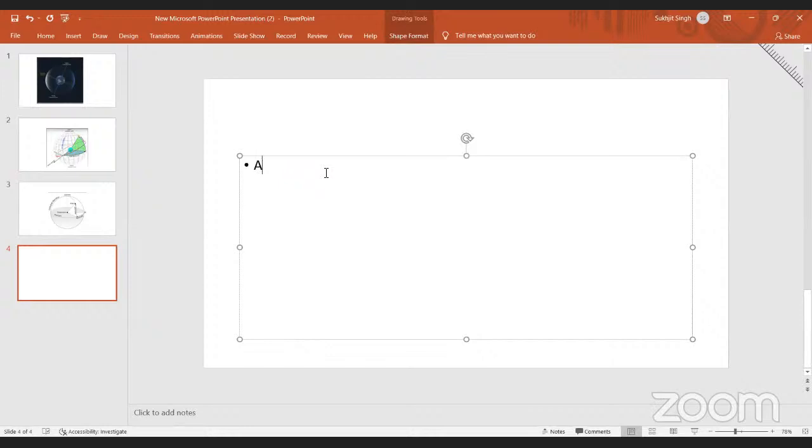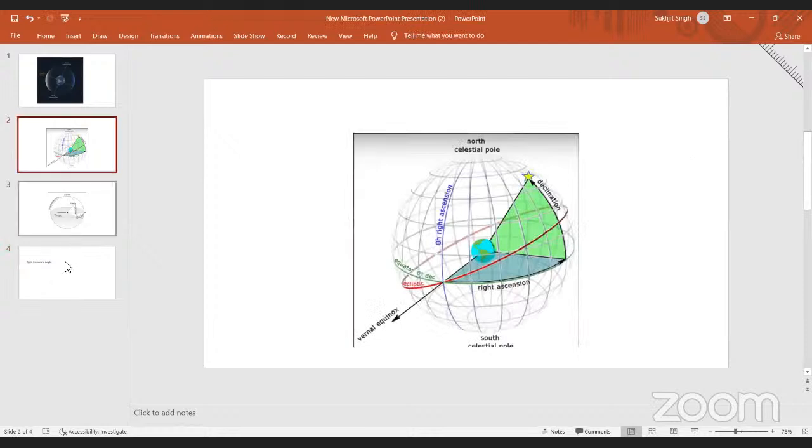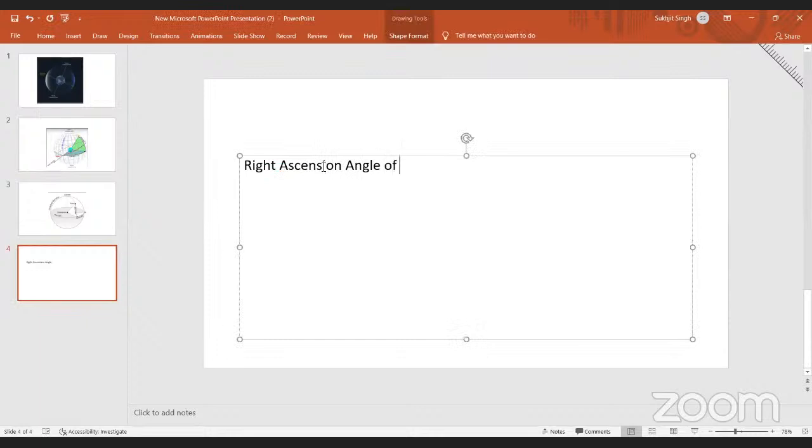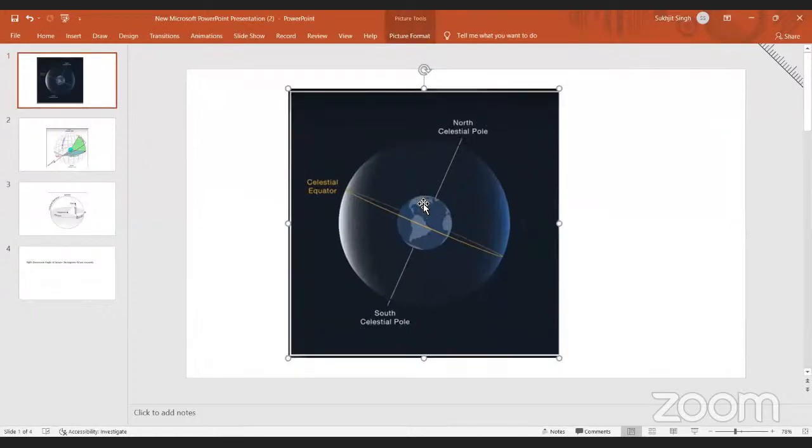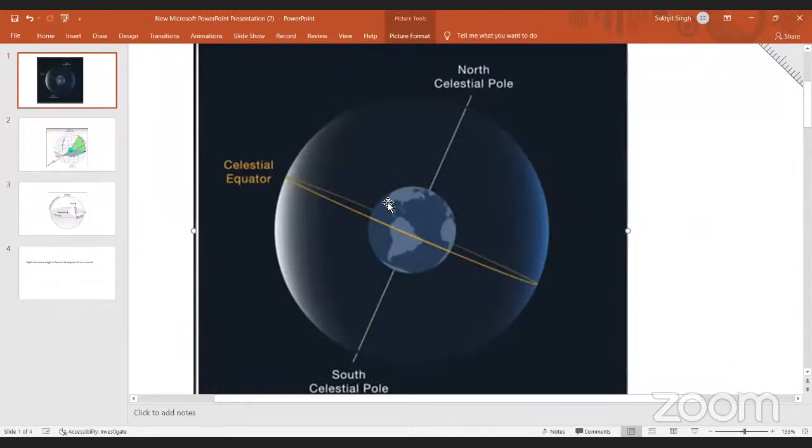The right ascension angle of Sirius is 16 degrees 42 arc seconds. So let us see, you are at an angle of 34 degrees from the equator, and you want to observe Sirius. Where is Sirius located from your position?